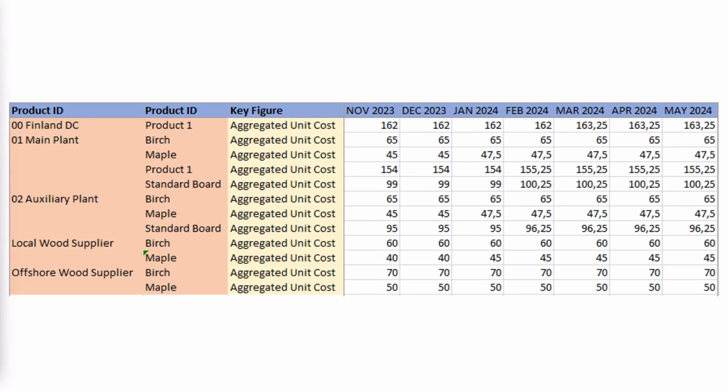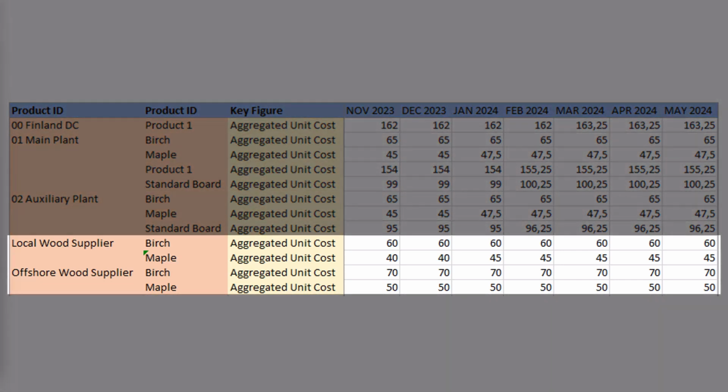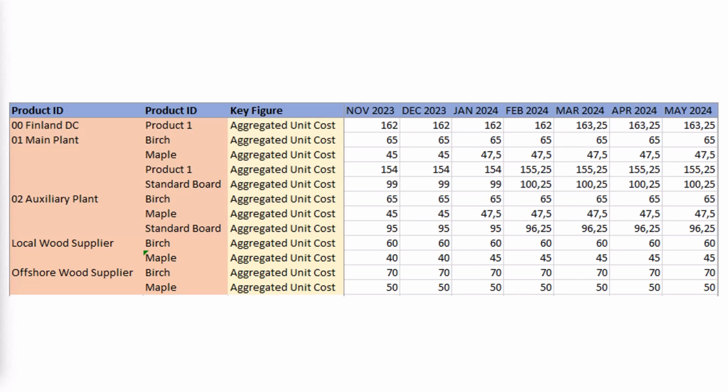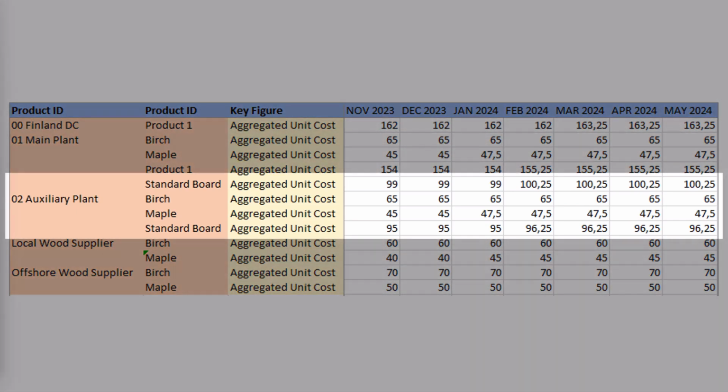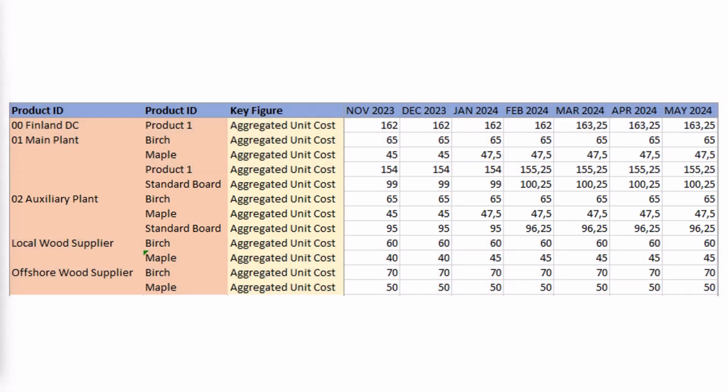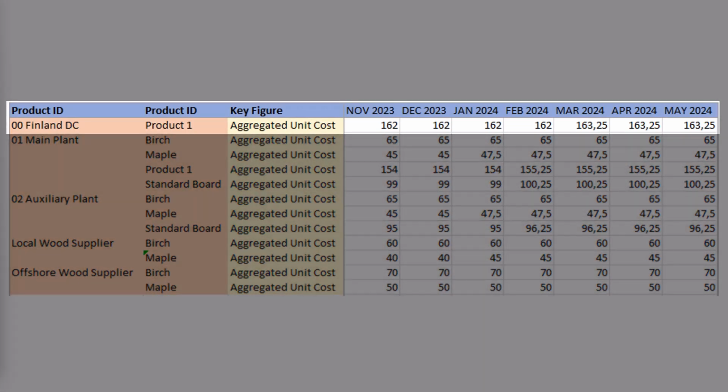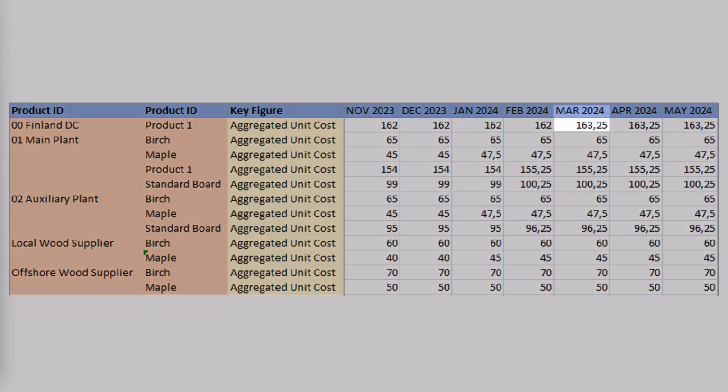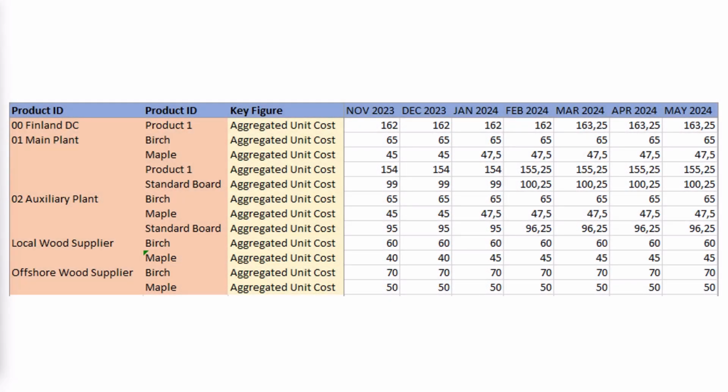These are the results of executing the Network Aggregation Operator application job on the network shown earlier. The aggregated unit cost of birch and maple at the two suppliers is the same as their external procurement cost rate. As we move down the supply chain, various costs are added, weighted by their respective supply quantity, until we get the cost of product 1 at the distribution centre. This increases in March due to an increase in the cost of maple at the local wood supplier. There's a lag between the increases because of lead time.